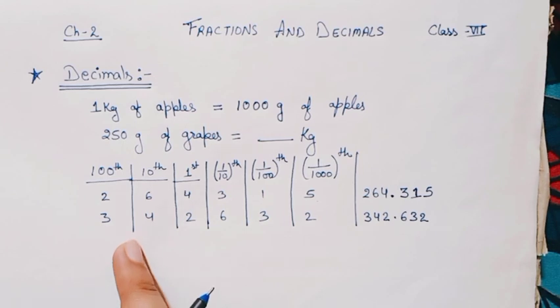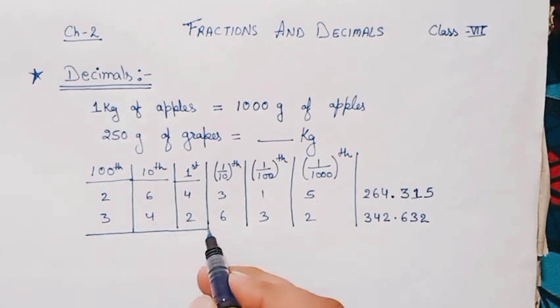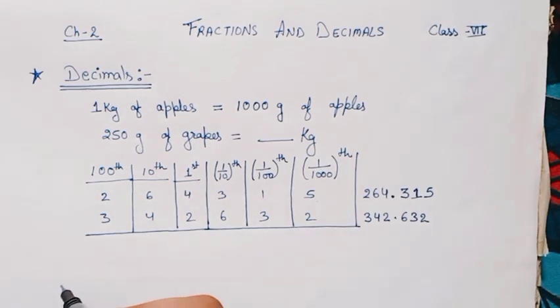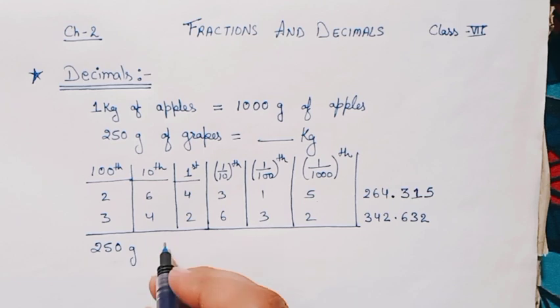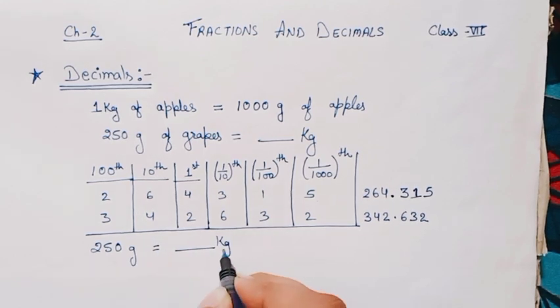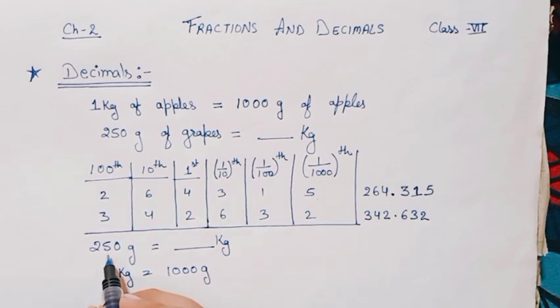Now, what is the use of decimals in our day-to-day life? Because the question arises, if we study this, then how can we use it? I had given you a question: 250 grams. You have to convert the 250 gram into kilogram. How will you convert it? Simply, we have 1 kilogram equals 1000 grams, and we have to find the kilograms present in 250 gram.